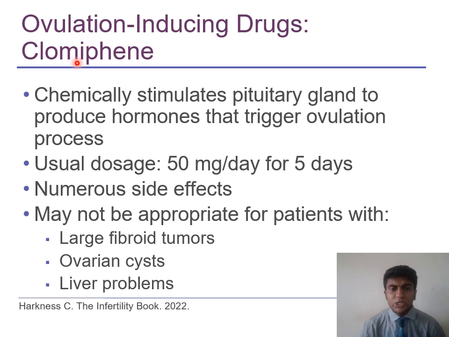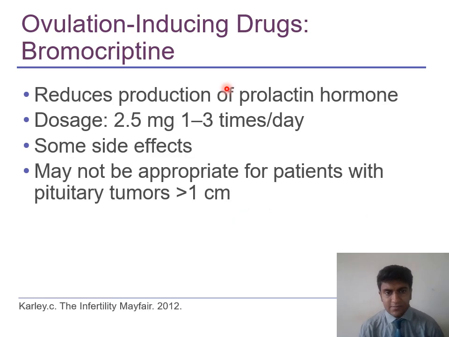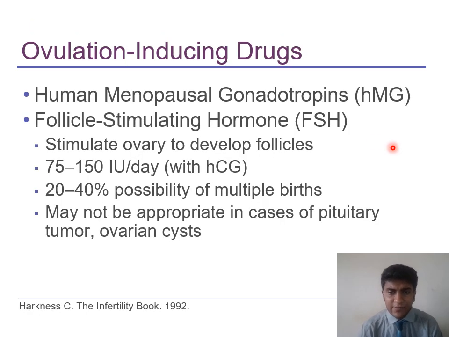Ovulation inducing drugs like clomiphene, you can see the usual dose is about 50 milligrams per day for 5 days, and it is not appropriate for patients who are suffering from liver problems, fibroids, and ovarian cysts. Bromocriptine, which is an ovulation inducing agent, is useful as it reduces prolactin production and is a dopamine agonist. Here you can see that it is not supportive for the patients, and there are very few chances of pregnancy, but still it is considered to be one of the adjunctive therapies.